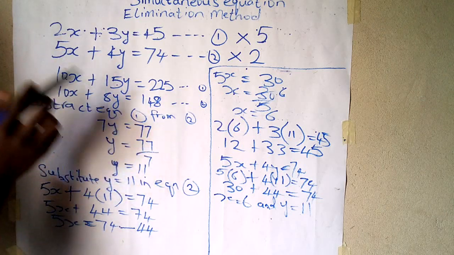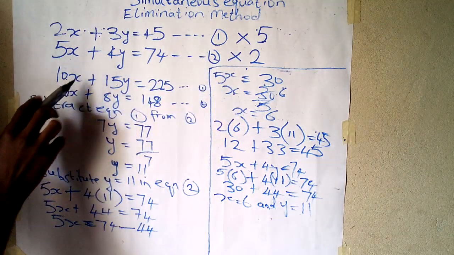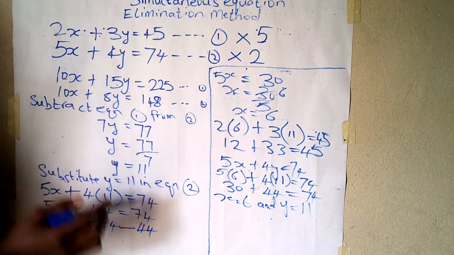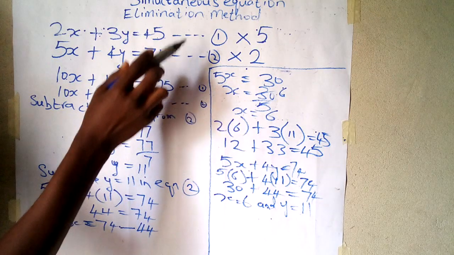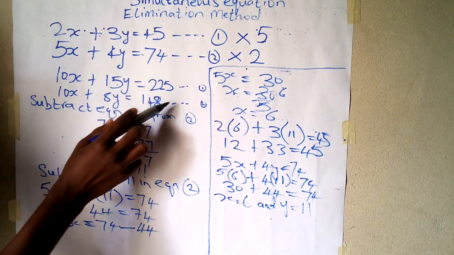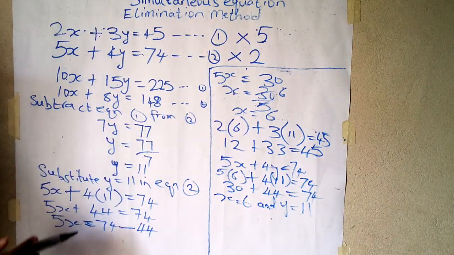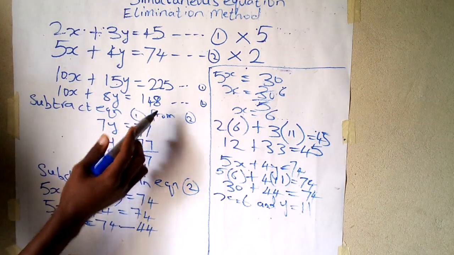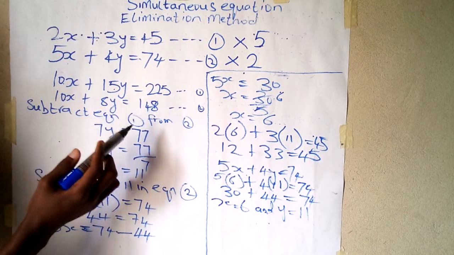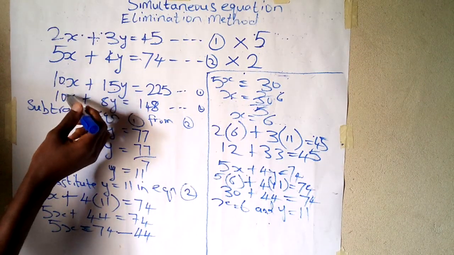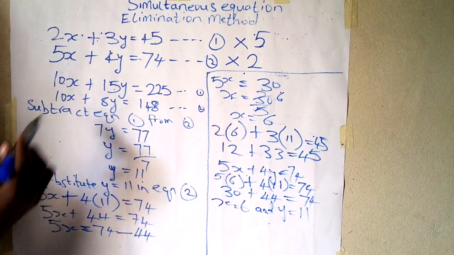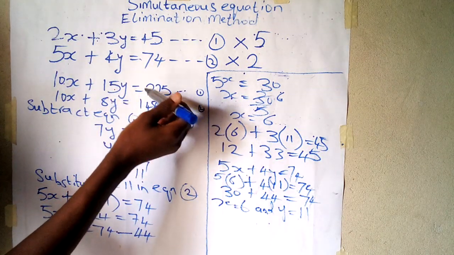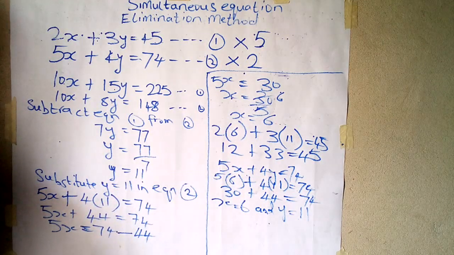For equation 2, 5x times 2 is 10x plus 4y times 2 is 8y is equal to 74 times 2 is 148. Now, we can subtract equation 2 from equation 1. When we subtract, 10x minus 10x is 0, 15y minus 8y is 7y, and 225 minus 148 is 77.